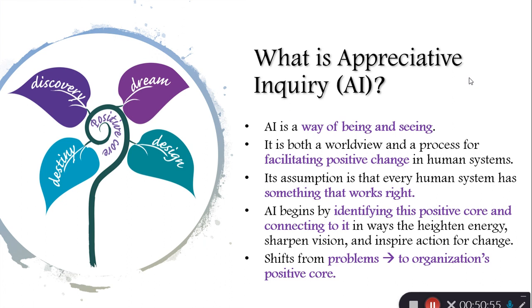Appreciative inquiry begins by identifying the positive core and connecting to it in a way that heightens energy, sharpens vision, and inspires action for change. So, if we conduct evaluation through the lens of appreciative inquiry, what we're doing is focusing on the strengths of the organization or the agency and the positive core of that agency as a focus for evaluation, rather than focusing on the problems that might be occurring within the agency. So it really shifts from the problems to the organization or agency's positive core.